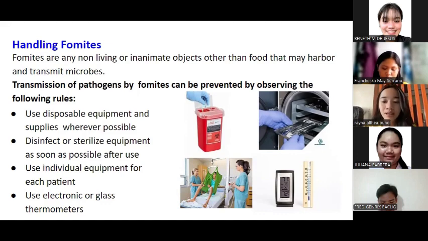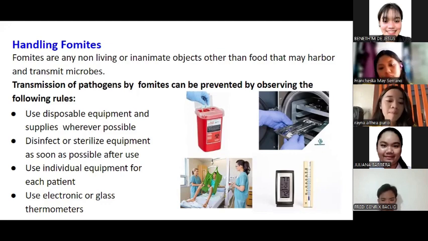By doing this, pwede niyang ma-reduce yung risk of cross-contamination na ulit-ulit nating sinasabi mula una ng report, since these items can be thrown away after use. Next is disinfect or sterilize equipment as soon as possible after use. Use individual equipment for each patient. Why? Because whenever feasible, provide separate equipment for each patient, because this practice helps prevent the transfer of germs from one individual to another.